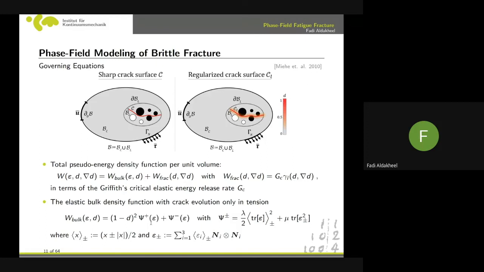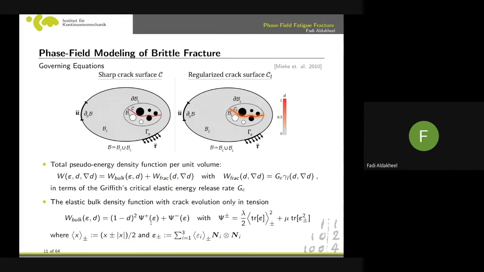And it is only spectral decomposition, that means the energy is decomposed into a tension and a compression part. And in tension, the energy will be degraded and the compression will be undegraded. Well, there is another one, which is called volumetric-deviatoric split from Amor. Let's say the volumetric one will be degraded and the deviatoric one will stay. Or there is another one with the stress decomposition and so on. So yeah, it's an open topic, right?